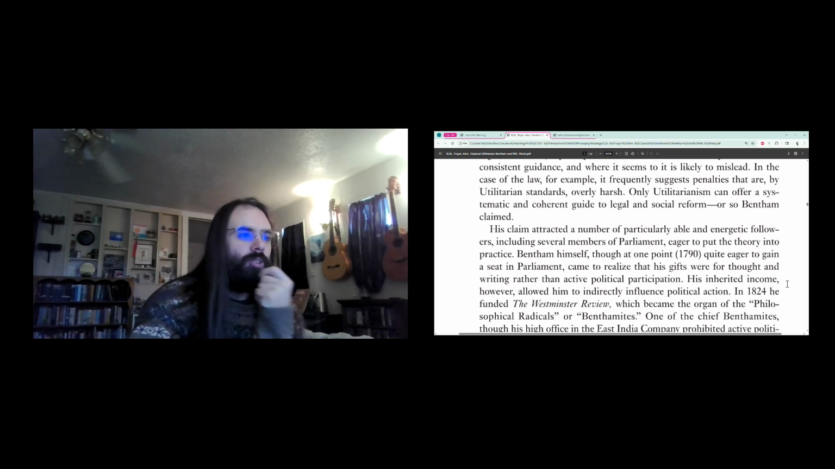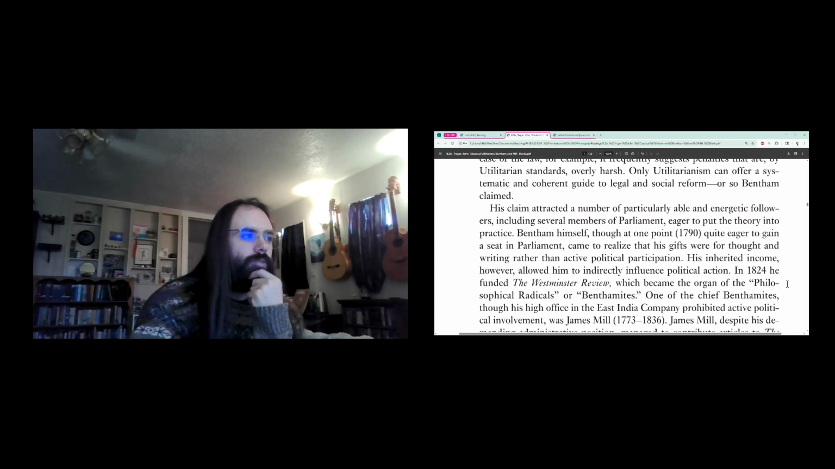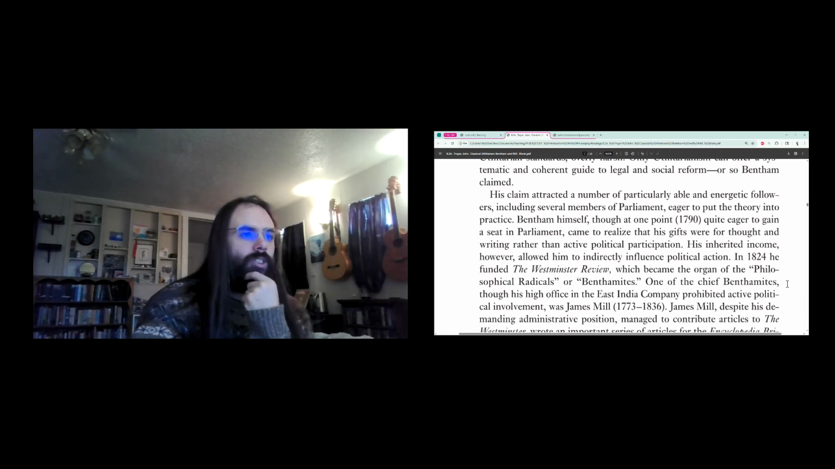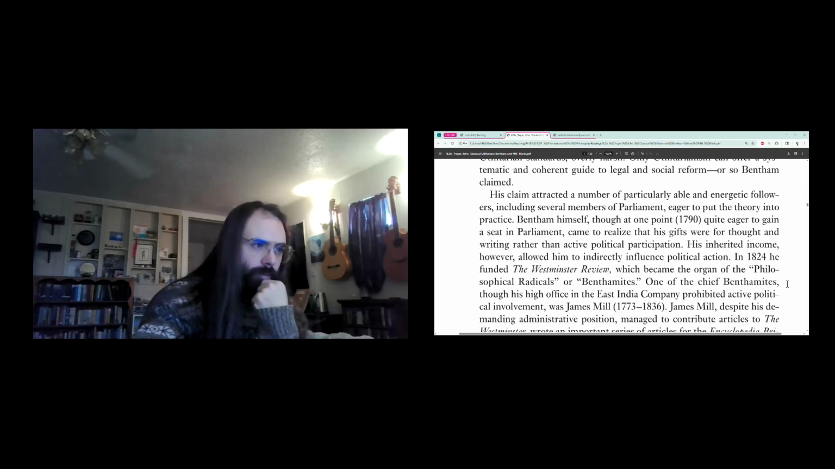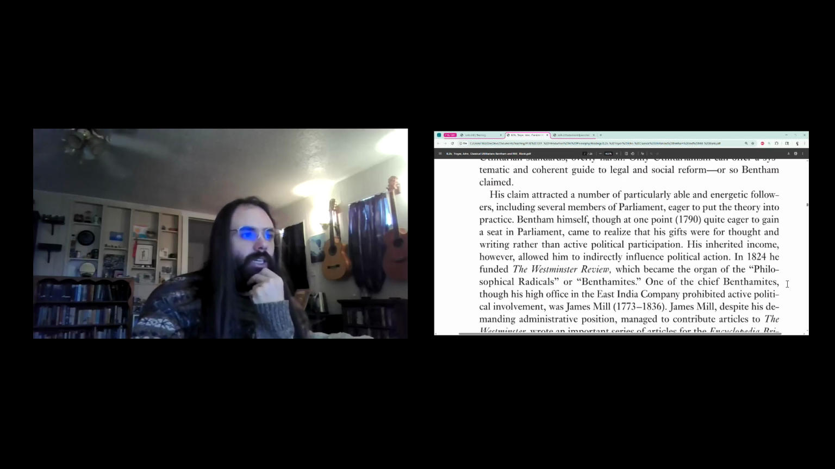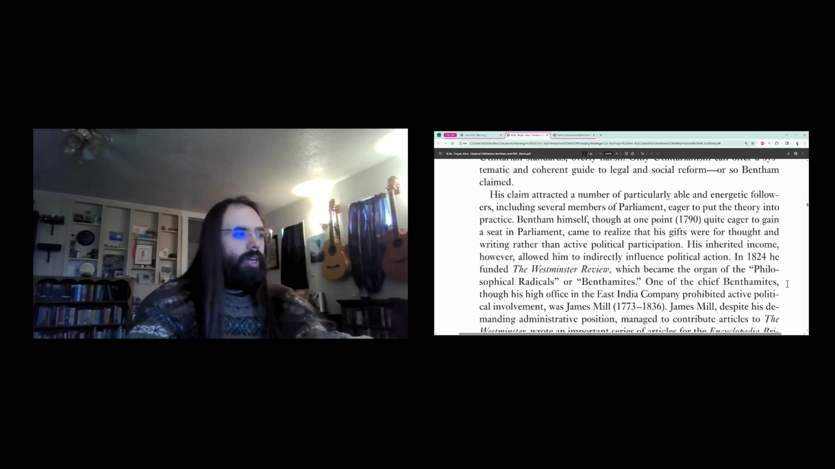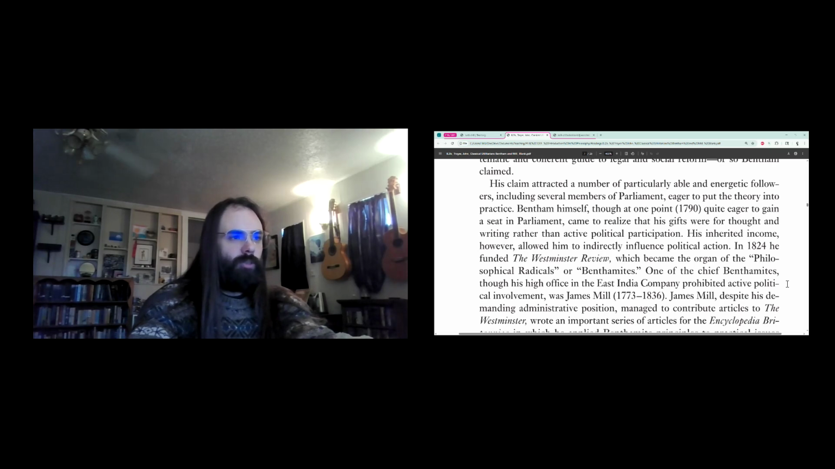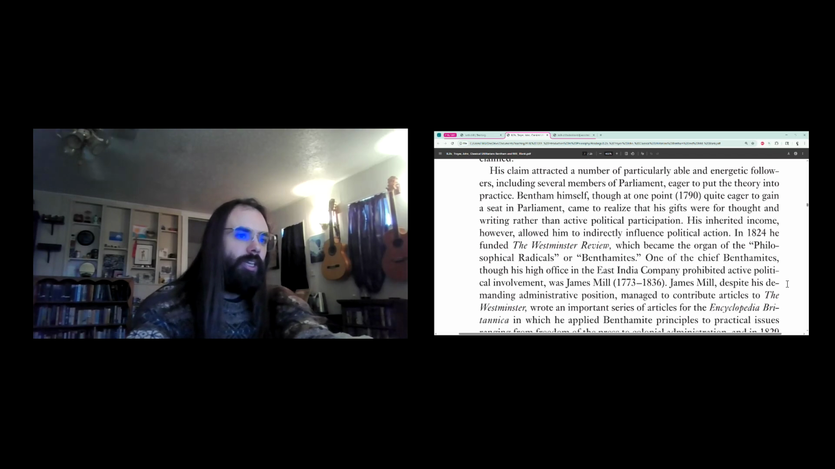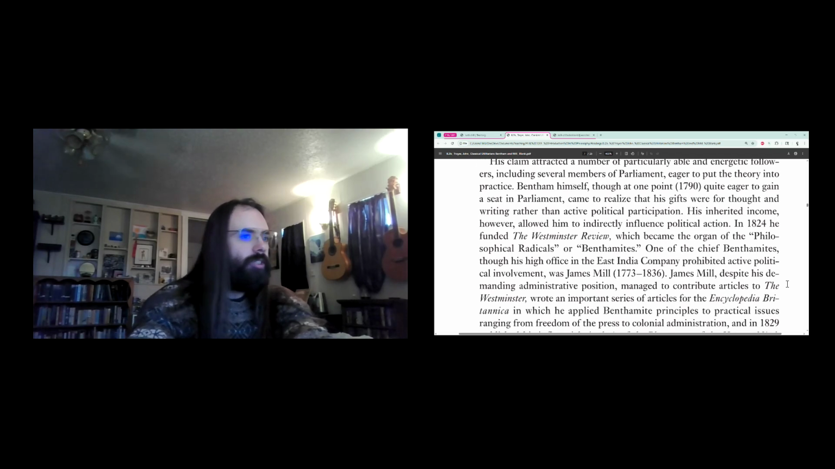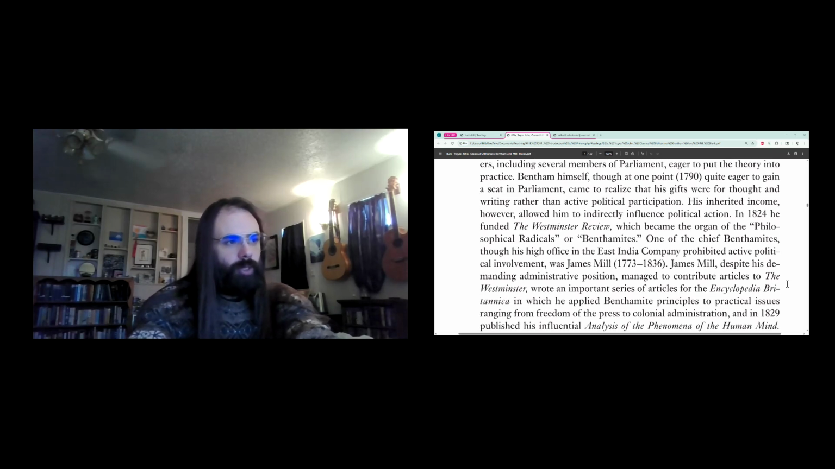His claim attracted a number of particularly able and energetic followers, including several members of Parliament eager to put the theory into practice. Bentham himself, though at one point in 1790 quite eager to gain a seat in Parliament, came to realize that his gifts were for thought and writing rather than active political participation. His inherited income, however, allowed him to indirectly influence political action. In 1824, 34 years later, he founded the Westminster Review, which became the organ of the philosophical radicals or Benthamites.